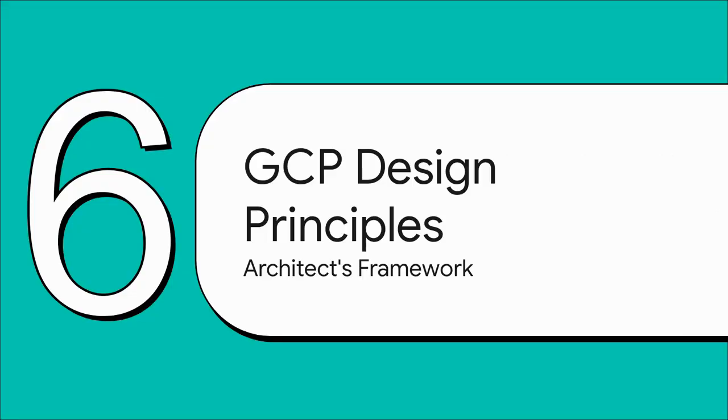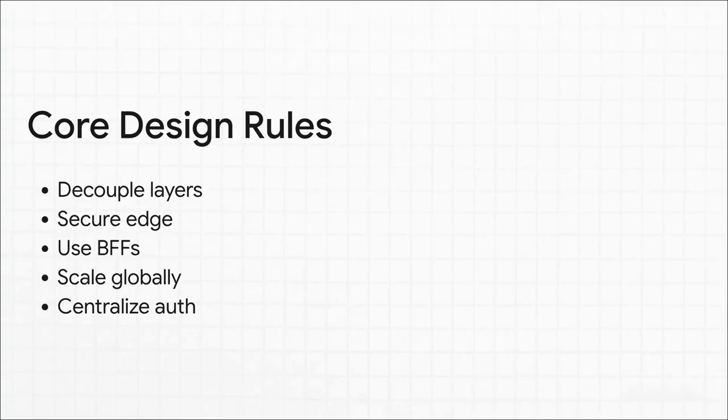Finally, part 6, Core GCP Design Principles, the Architect's Framework. Let's synthesize this. Here is your foundational blueprint for a robust API ecosystem on GCP. Number 1, strictly decouple your layers. 2. Enforce security at the absolute edge via APG or API gateway. 3. Utilize dedicated BFFs tailored to specific client needs. 4. Design for multi-region scale right from day one. And 5. Centralize your authentication and rate limiting at the gateway to keep those internal services lightweight. Follow these, and you've basically built an enterprise-grade fortress.